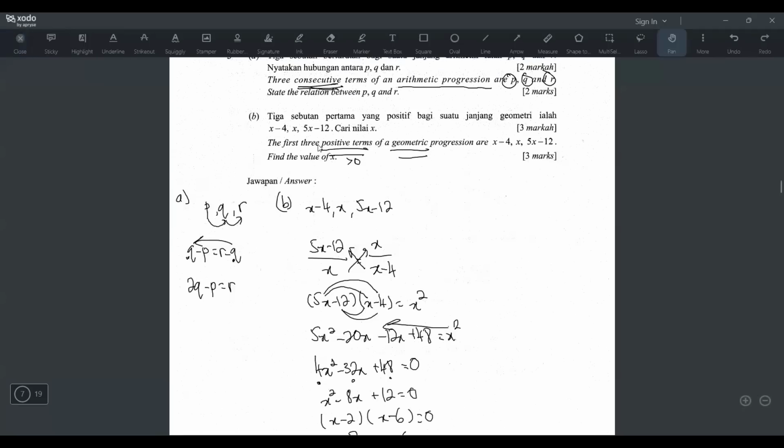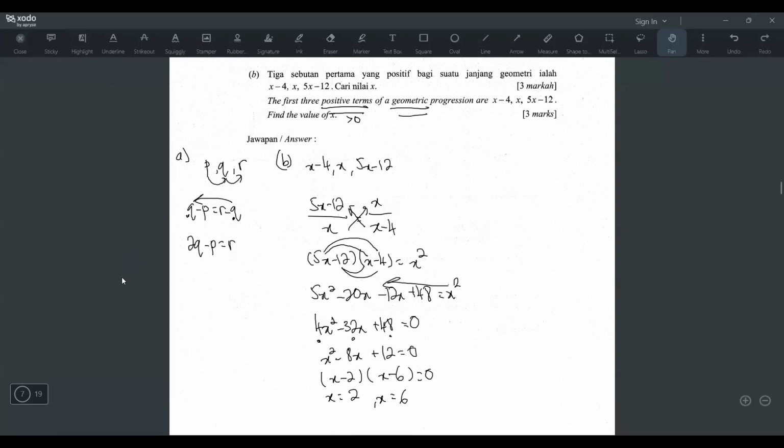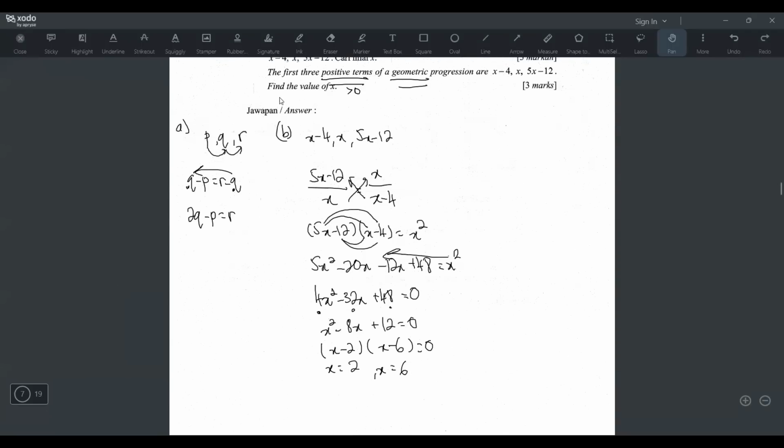So they said the first three positive terms of a geometric progression are these, find the value of x. So can we reject an answer? Okay, yeah, I think I should reject the 2. You know why? Because they already mentioned first three positive terms, right?